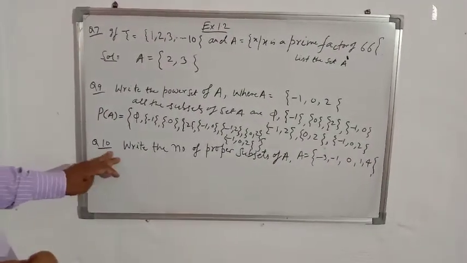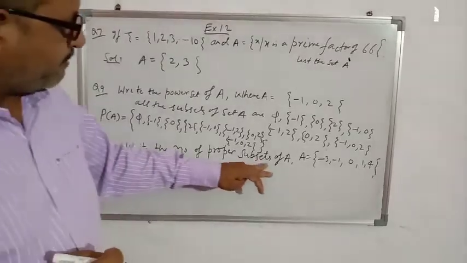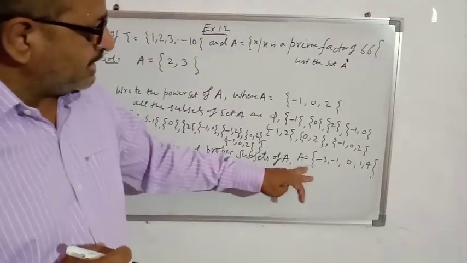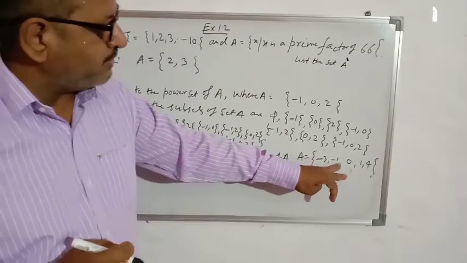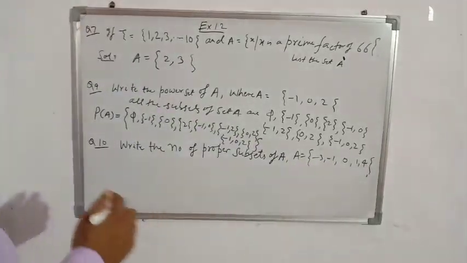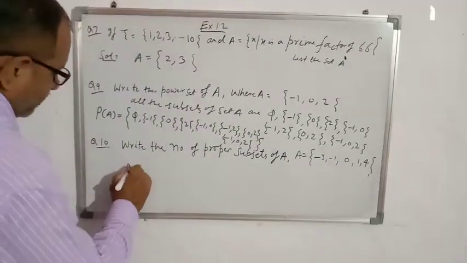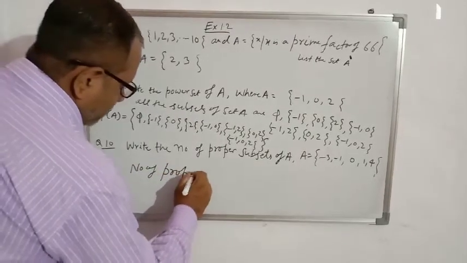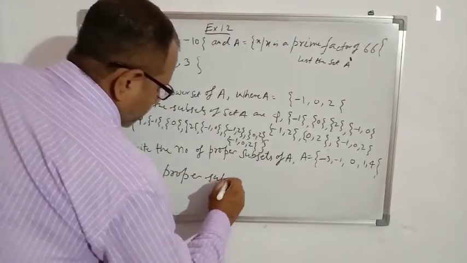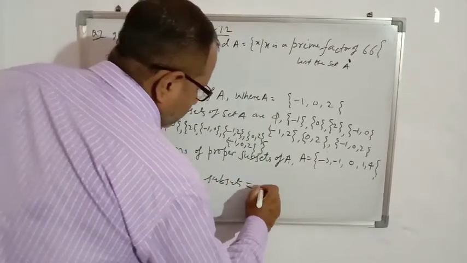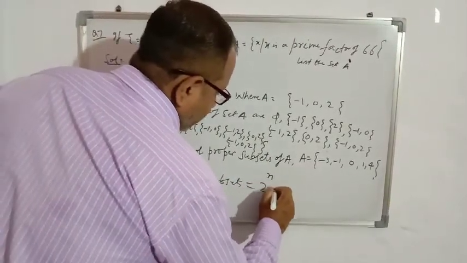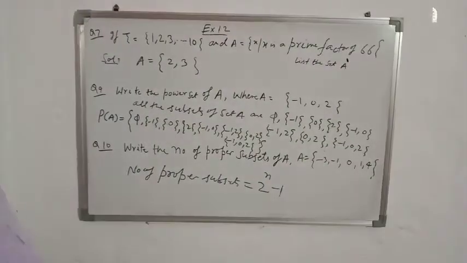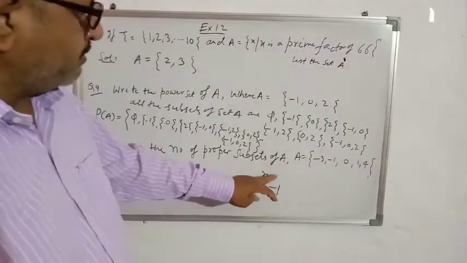Next problem, question number 10. Write the number of proper subsets of the set A. Set A is given as {-3, -1, 0, 1, 4}. So we know the formula for the number of proper subsets. What is the formula? 2 to the power n minus 1. The number of proper subsets is 2 to the power n minus 1.